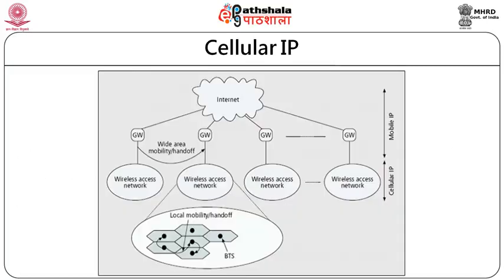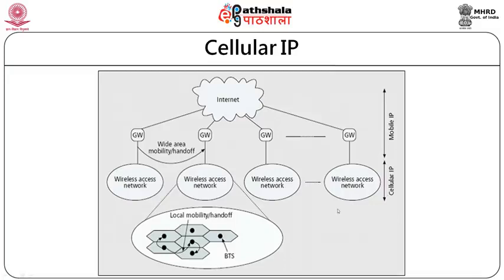In this diagram you can see the internet is there, and these GWs are basically the gateways, and up to here is mobile IP. When we talk about the wireless access network, it is here. Each and every wireless network has local mobility and handoff. Here you can see the local mobility and handoff. This is the part of cellular IP, but above this is the part of mobile IP.